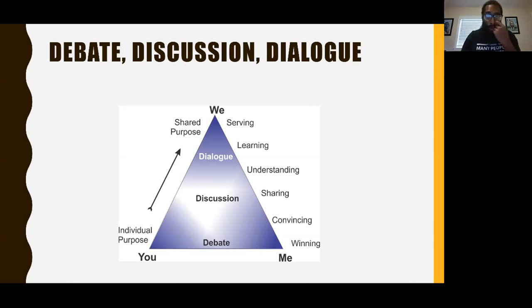And so I have this diagram here that talks a little bit about how dialogue, discussion, and debate intersect in terms of moving from a winning space, which is you and me in a debate, to convincing, to sharing, to understanding, which is in between a dialogue and discussion, to a more "we" perspective, which is what a dialogue is, that focuses on navigating a shared purpose and coming from a space of learning and serving.